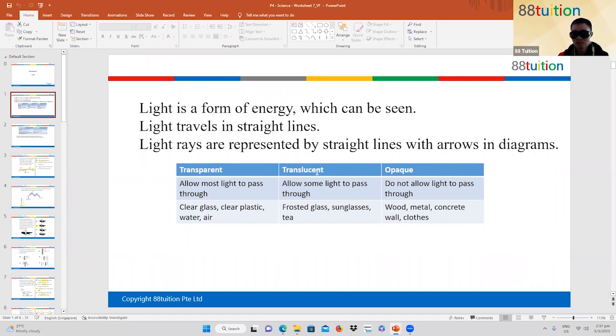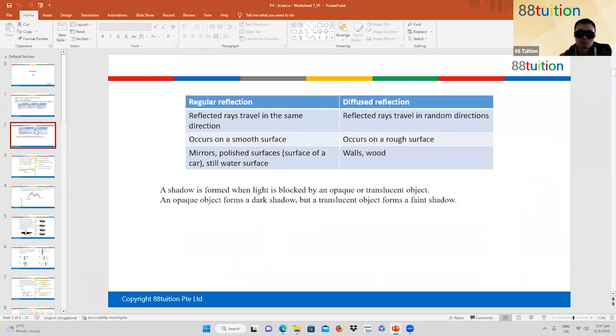And last week we also studied the different forms of materials, based on how much light they allow to pass through: transparent, translucent, and opaque. So far, any questions? Okay, and we talked about different kinds of reflection, regular reflection and diffuse reflection.